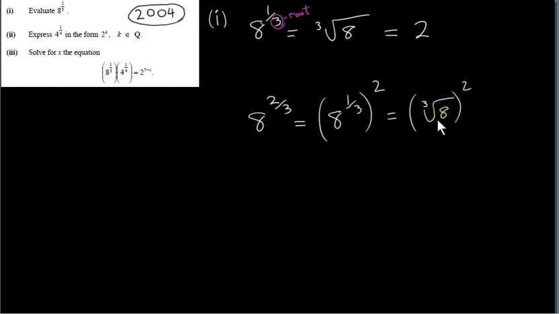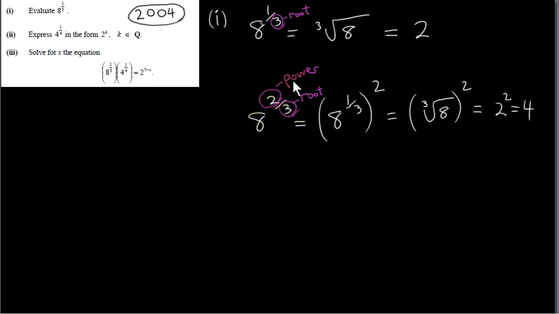So we have to get the cubed root of 8 and square our answer. So we know that that's going to be 2 squared, which is 4. So you see, in general, this number here gives us the root. So if it's a 3, we're getting the cubed root. And then we put our answer to this power.